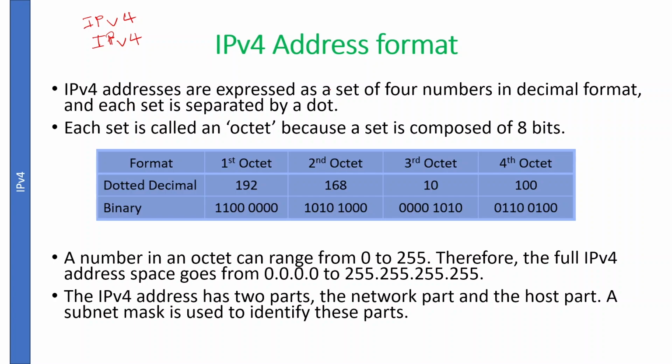IPv4 addresses are expressed as a set of 4 numbers in decimal format, and each set is separated by a dot. For example, it is like this: 192.168.2.5. This is an IP address of IPv4. You can see we have 4 sections, right? We have 4 number sections, and the maximum range for each section is 0 to 255. You can use any value between 0 and 255.